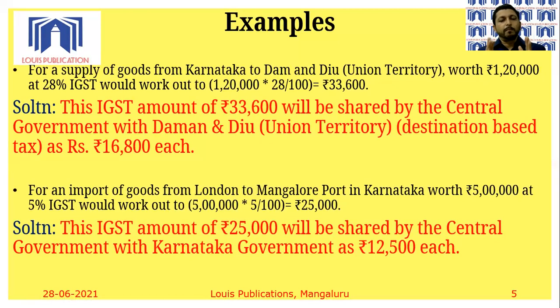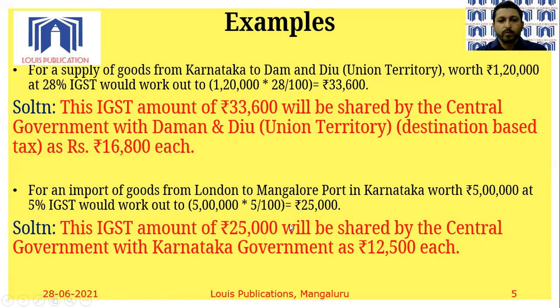Because usually the supplier is supposed to deposit GST with the government, but since the supplier, the exporter, is in a foreign country, he need not take registration under GST. So in such a case, the recipient himself will have to deposit IGST with the central government, and the central government will thereafter share half of the GST revenue with the Karnataka government, because the recipient is from Karnataka, assuming goods are consumed in Karnataka. So the IGST amount on 5 lakh at 5% would work out to 25,000.